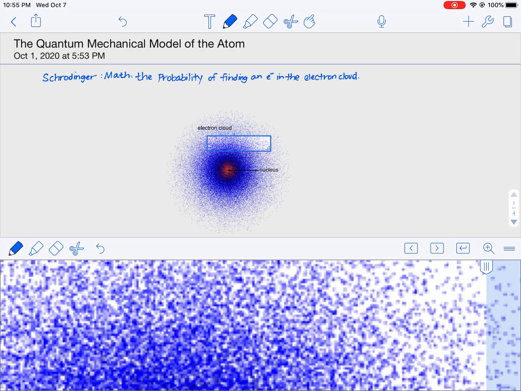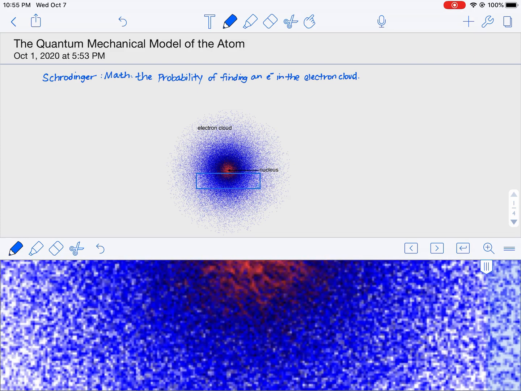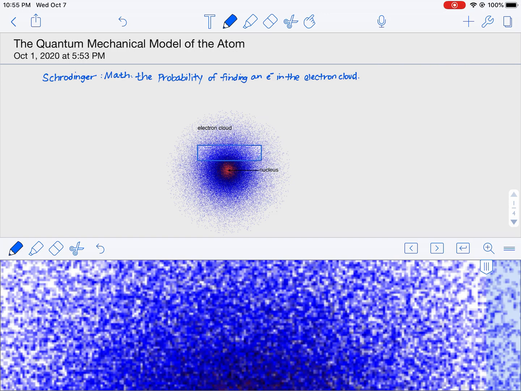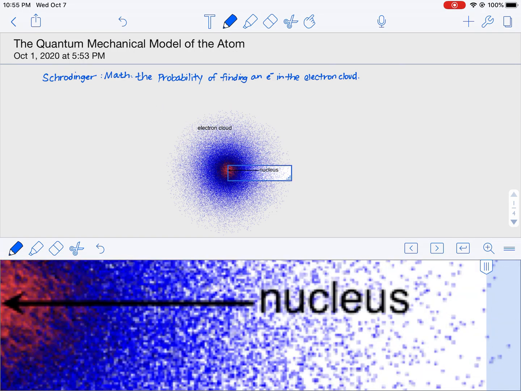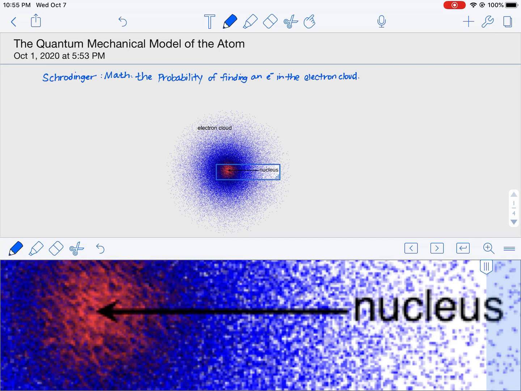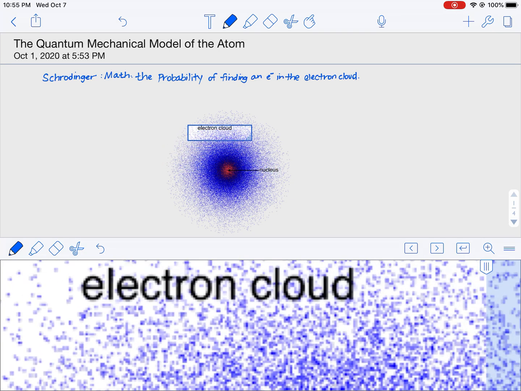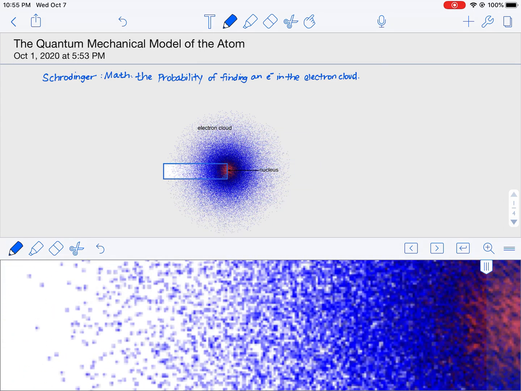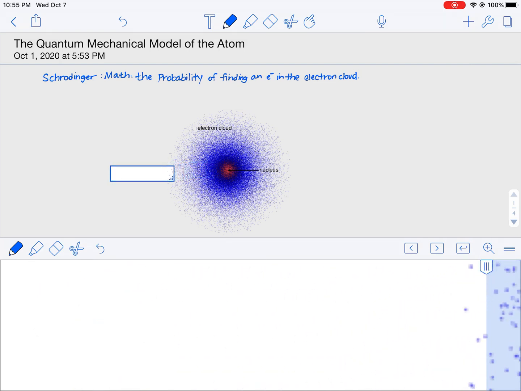all of these little dots are not meant to represent individual electrons, but rather the denser regions where the dots are closer together, that's a region where it's more likely or more probable that your electron will be found, which makes sense because it's going to be somewhat attracted to the nucleus. And the farther away you get from the nucleus, the chances of finding an electron there decrease. So this is an electron probability model.